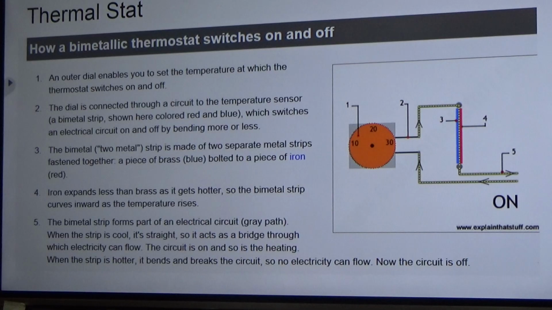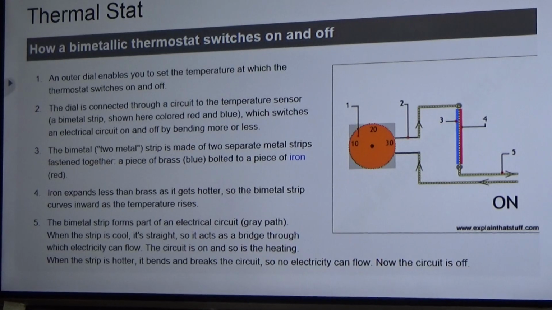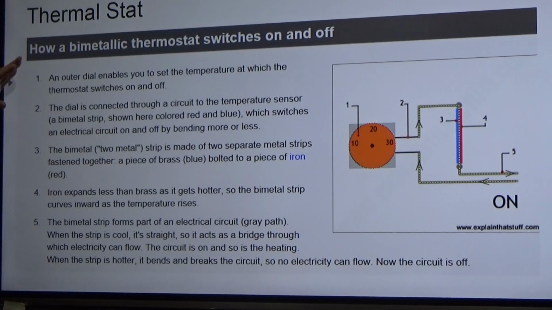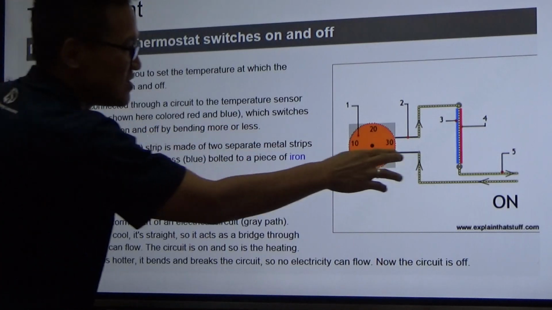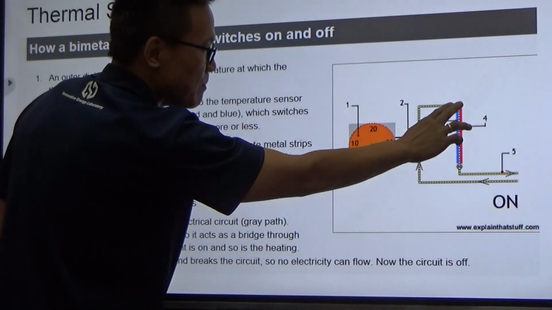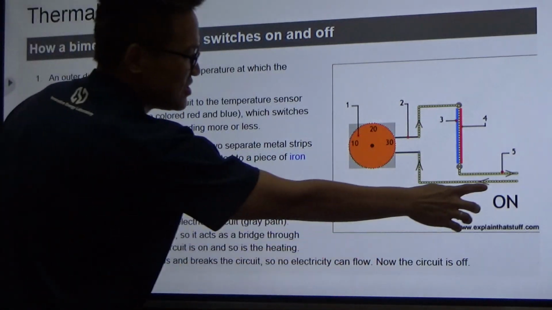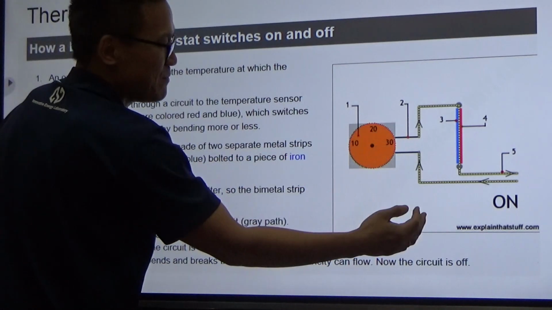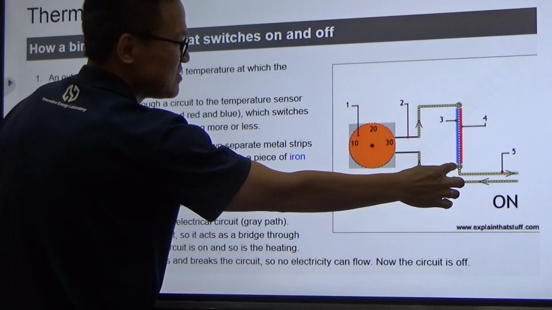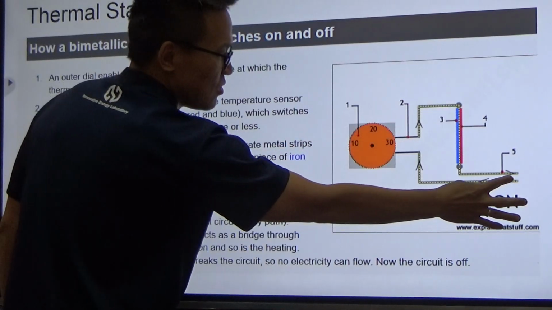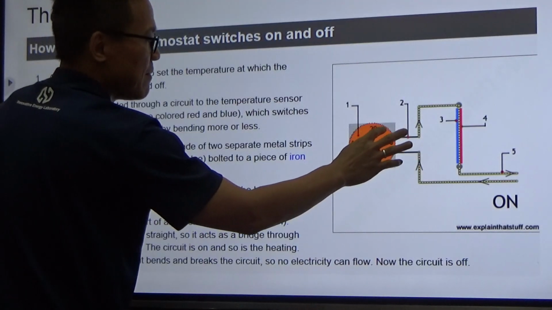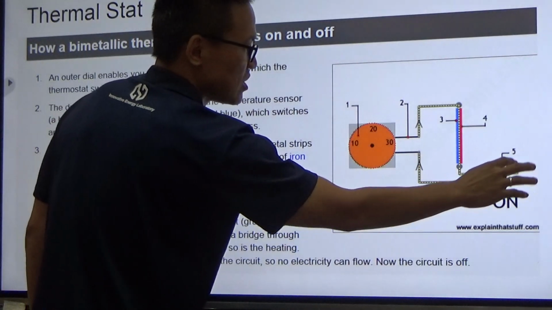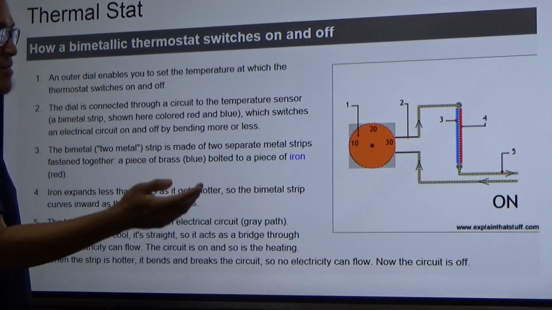Okay, so this slide shows you the physical concept of the thermostat. This is a description, but I will just explain by using the figure on your left hand side. As you can see, there are two different metals there, and this is a closed loop. That means if the thermostat is working normally, the current path will flow this way, flowing through the components and flowing back to the closed loop. So think about it this way.